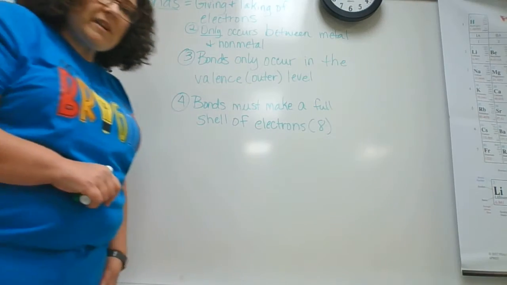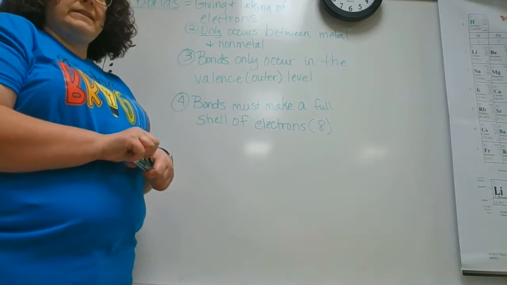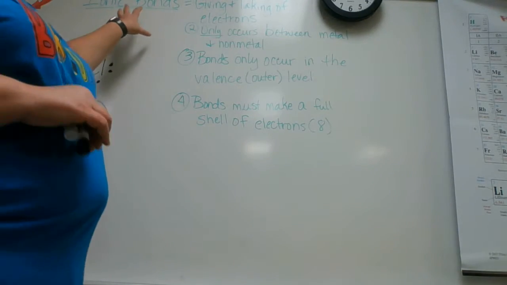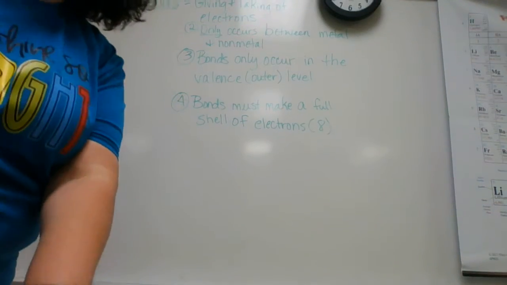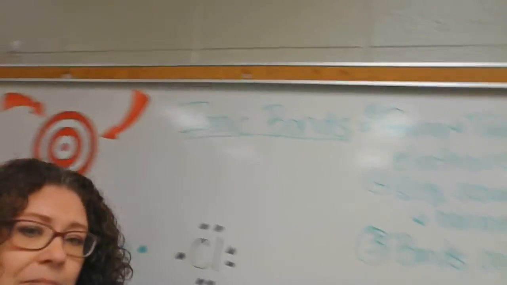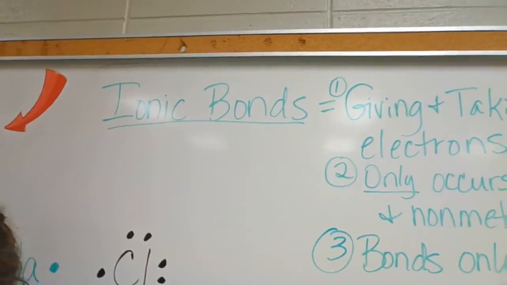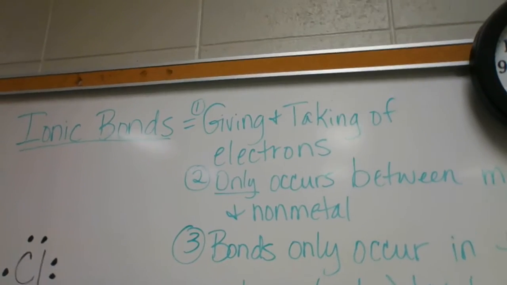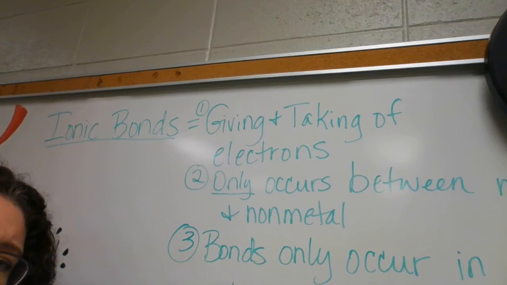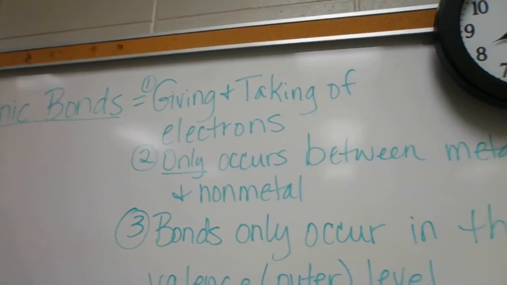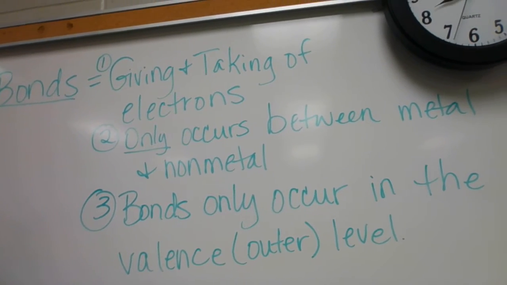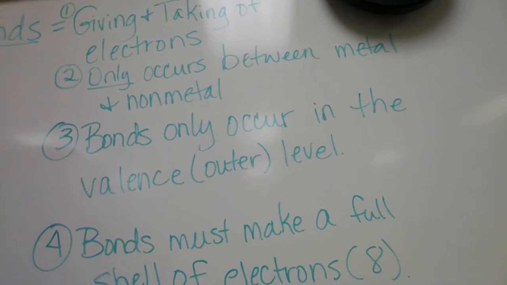Okay, today we're going to do ionic bonds, and I hope you can actually see what I have written on the board up here. I'm going to tilt it up a little bit and bring it closer. Okay, so with ionic bonds, this is the giving and taking of electrons. You only use the outer layer. It only occurs between a metal and a nonmetal.